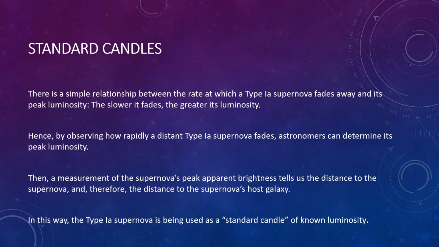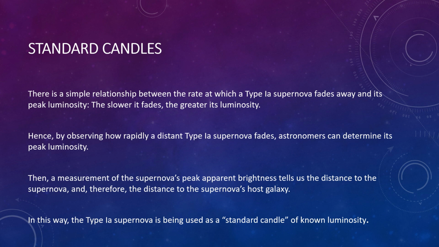A number of astronomers measure the distance to remote galaxies by looking for Type 1a supernovae in the galaxies. This is possible because there is a simple relationship between the rate at which a Type 1a supernova fades away and its peak luminosity. That is, the slower it fades, the greater its luminosity. Hence, by observing how rapidly a distant Type 1a supernova fades, astronomers can determine its peak luminosity, not just its apparent brightness, but its actual intrinsic luminosity at this peak.